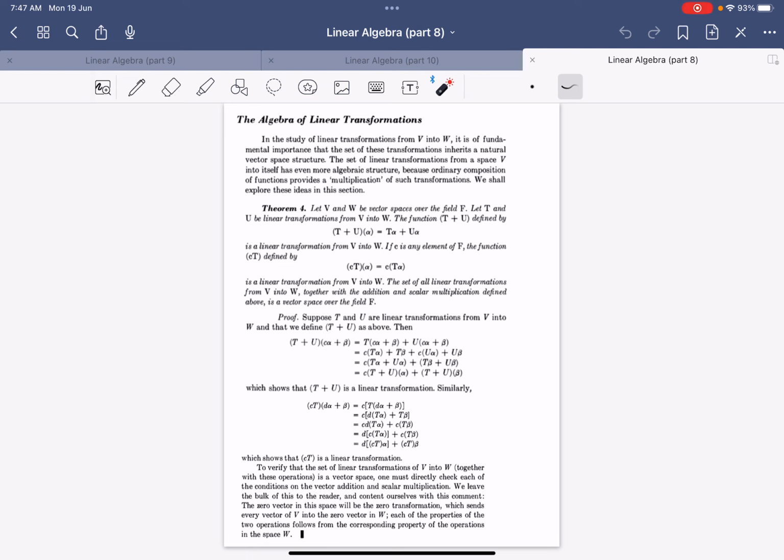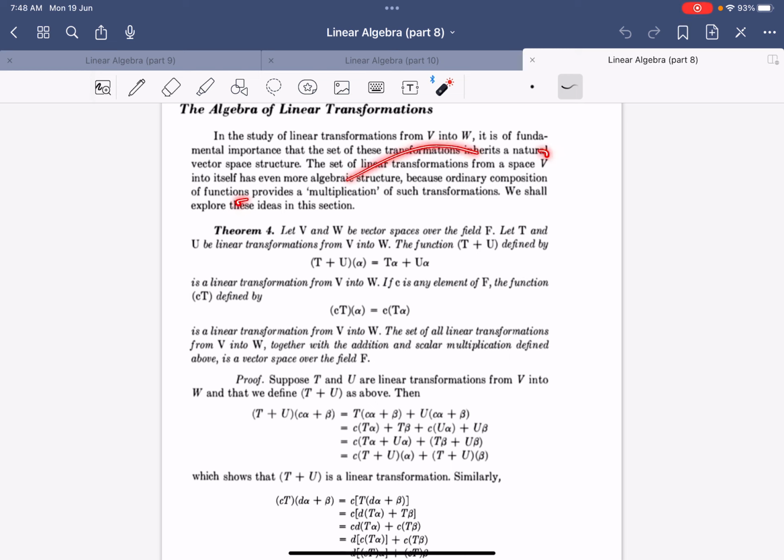Hi, in this video, we'll be continuing our study on linear transformations, and now we'll talk about the algebra, or the operations that we can do on linear transformations. What's important is that we realize that a linear transformation inherits the structure of the vector space that it is mapping from V into W. And the set of linear transformations can also be proven to have more algebraic structures.